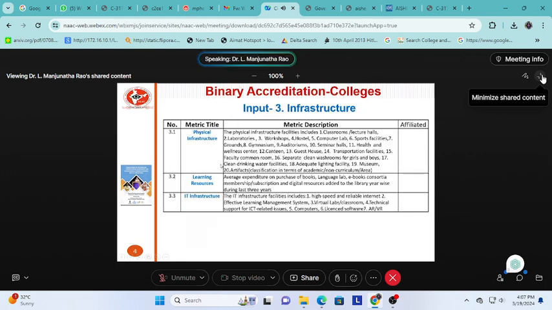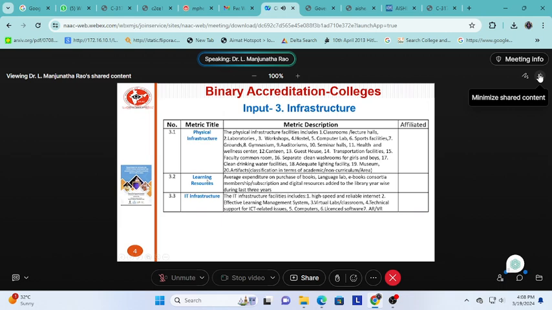Next, physical infrastructure, on the input-based metrics. Whether the institution has all this physical infrastructure. Already our senior colleague Dr. Devendra Kaude, for universities, has spoken about all these metrics. Briefly, I will cover them due to shortage of time.